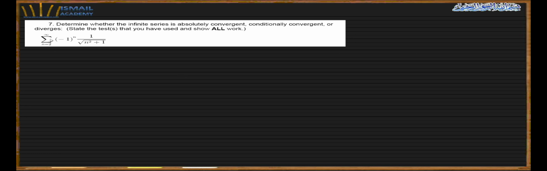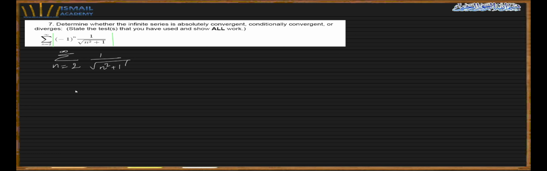To do the absolute test, I need to apply the absolute value to the general terms, so that means my series will become 1 over the square root of n squared plus 1. If I apply the absolute value here, what happens? The minus to the power n will disappear, so what's left is just that term. Now here I'm going to use the comparison test.